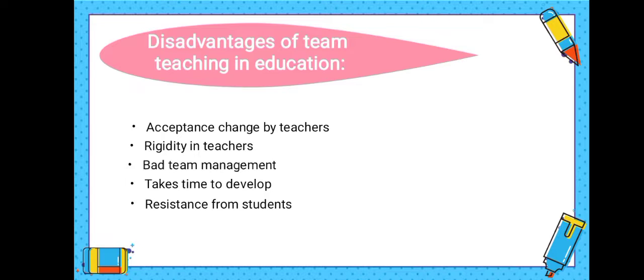Takes time to develop. It takes lots of time and effort before even starting a session because teachers will have to refer to many books, do deep research, and plan out activities that will be appealing to students. The last one is resistance from students. Students might resist the change of learning since they are used to a traditional form of teaching. A sudden change in style of teaching will make them confused.